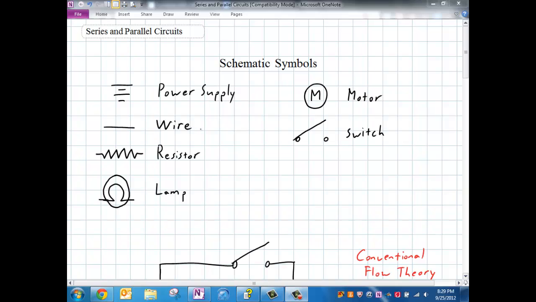A power supply can also be a battery. Obviously a wire is a conductor. Resistors, a lamp being a light bulb. A motor is any electrical motor that is going to make a physical action happen. And a switch, well, that's pretty obvious what that is.